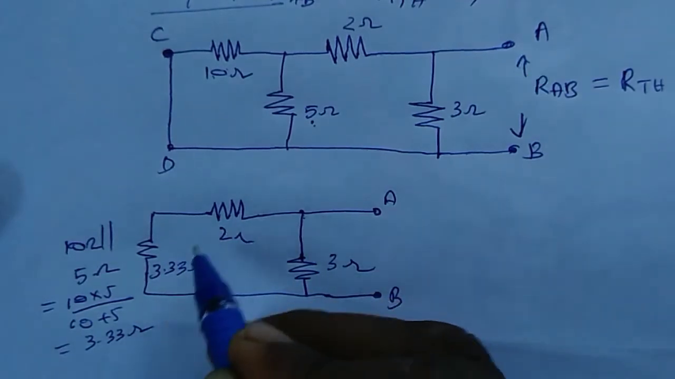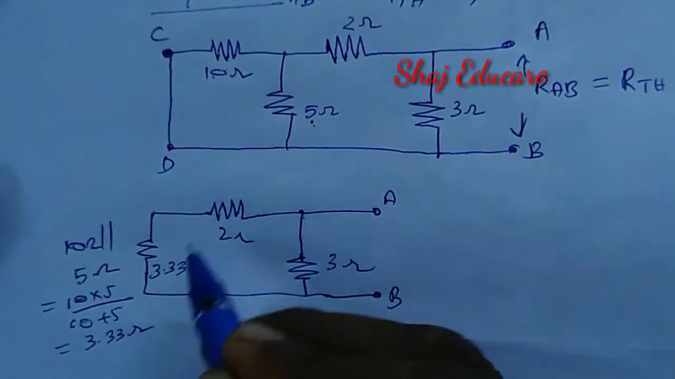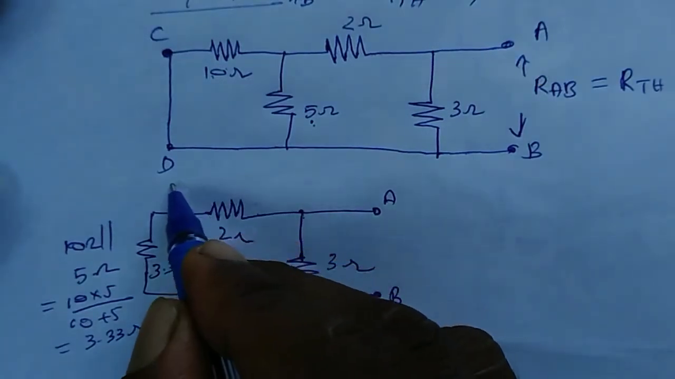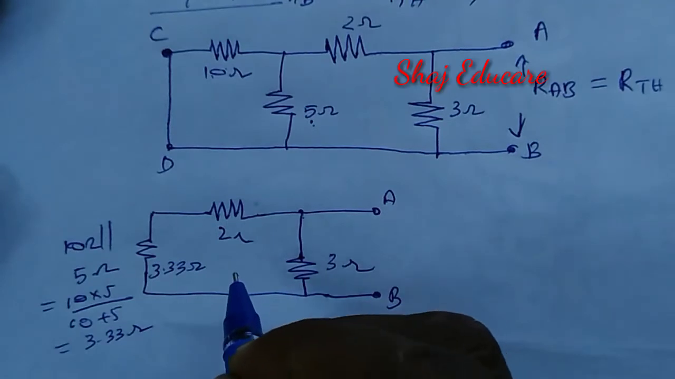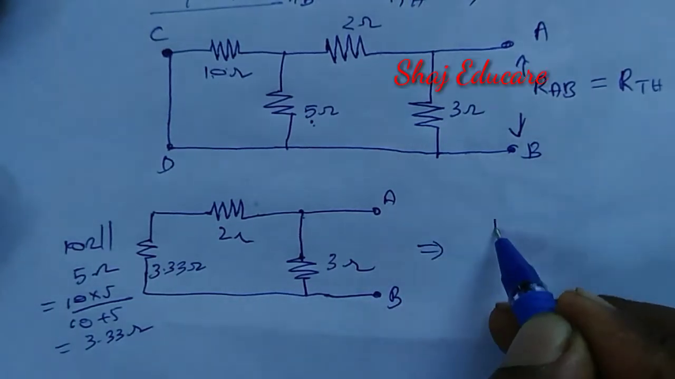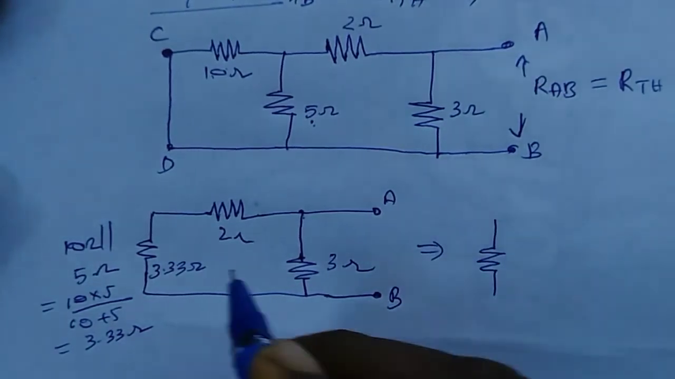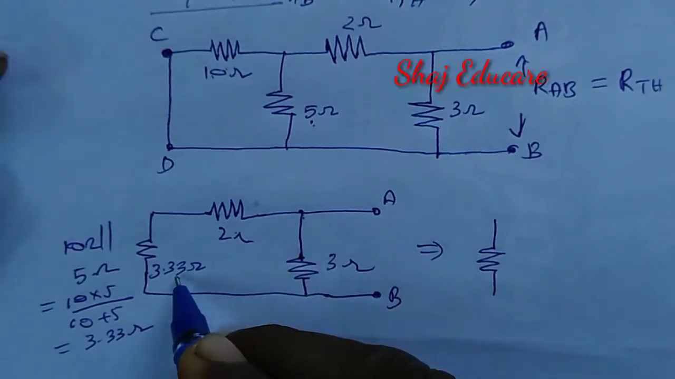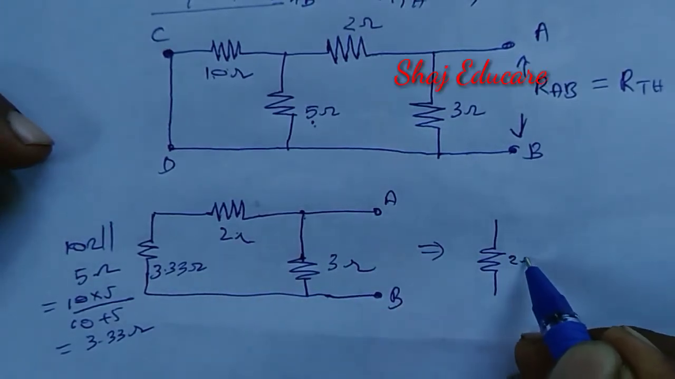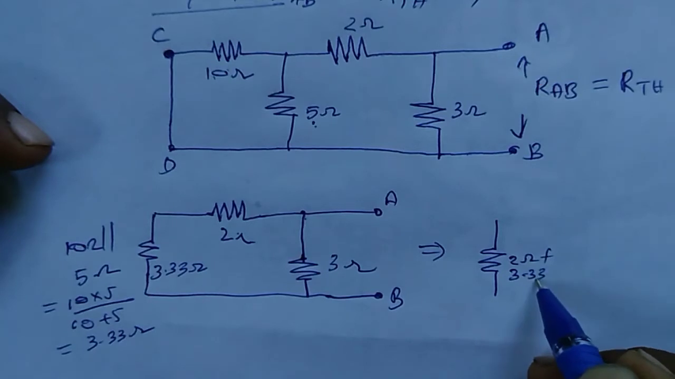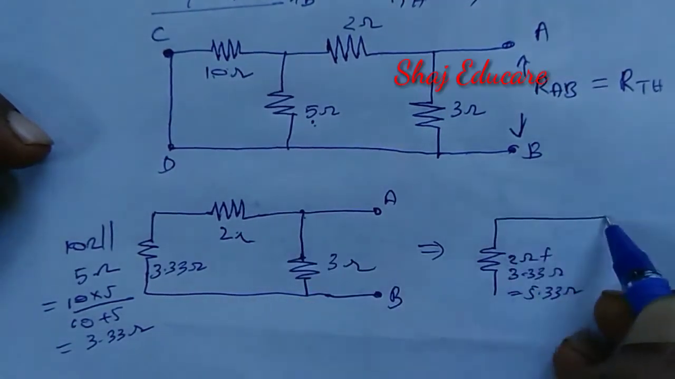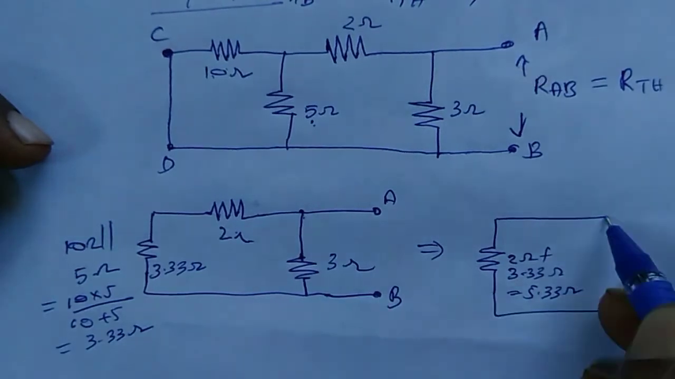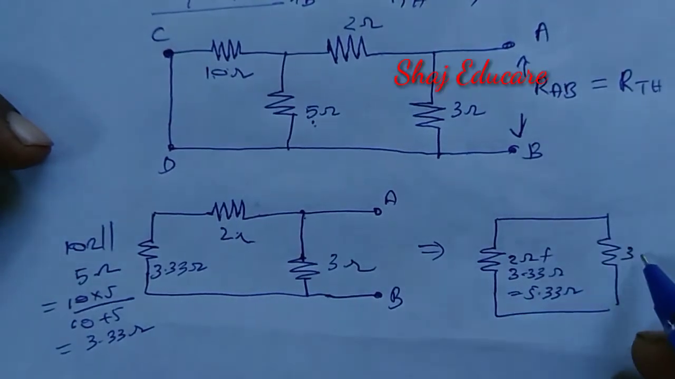What about the relation? They are connected in series. So let us replace these two resistances using their equivalent resistance. That is 2 ohm in series with 3.33 ohm. So 2 ohm plus 3.33 ohm gives 5.33 ohm. And here we have a 3 ohm resistance, then A and B.